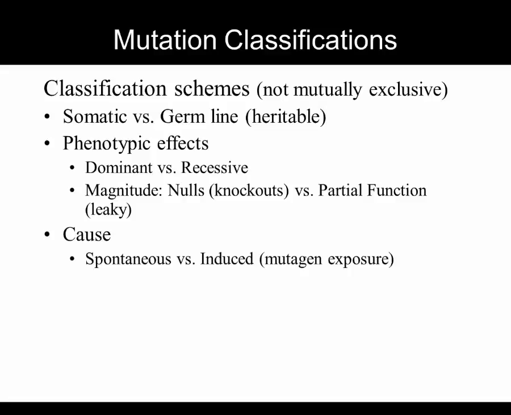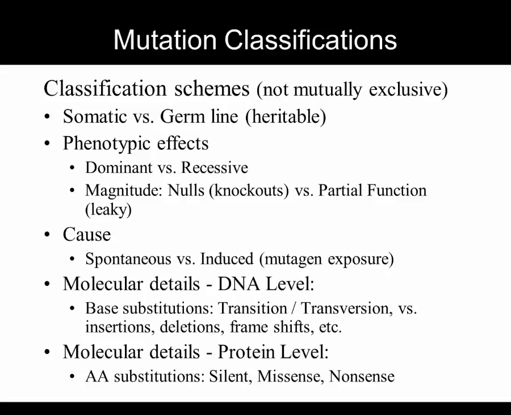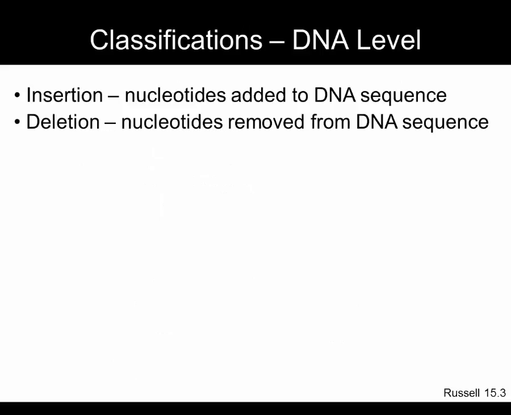Some mutations are spontaneous, while others are induced by exposure to what we call mutagens. More on this later. It's important to note that these classes are not mutually exclusive. You can have a spontaneous forward, germline, recessive null mutation. Other types of mutations have to do with the molecular details of the change. Extra nucleotides can be added to or removed from the DNA sequence. These are called insertions and deletions respectively.